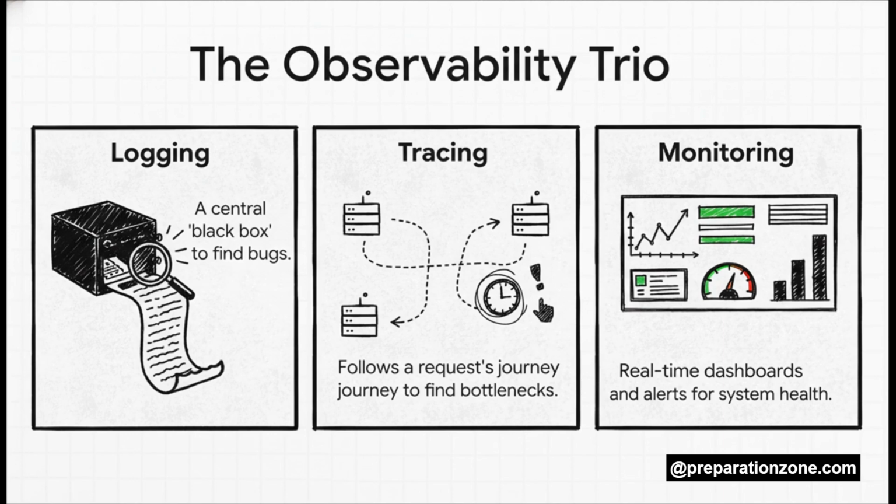Seriously. Logging is your system's black box, a detailed record of every single event, which is vital for debugging. Tracing lets you follow one request as it hops through dozens of services, so you can pinpoint the exact bottleneck that's slowing things down. And monitoring? That's your real-time health dashboard, the eyes that tell you to scale up before the whole site crashes.